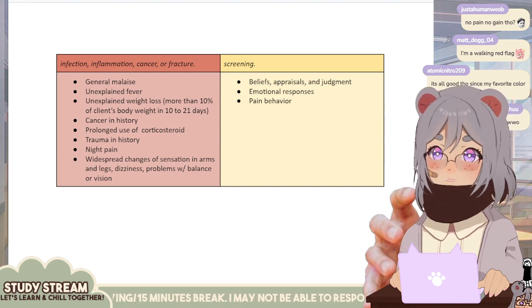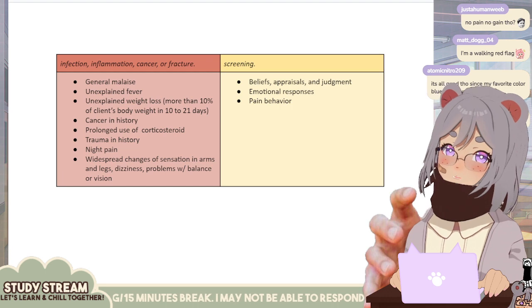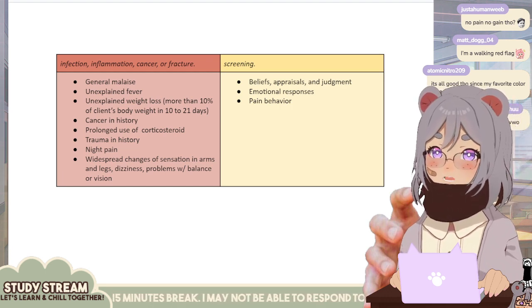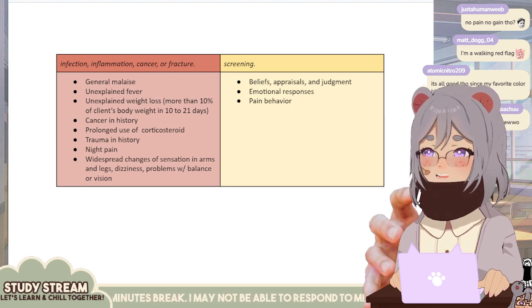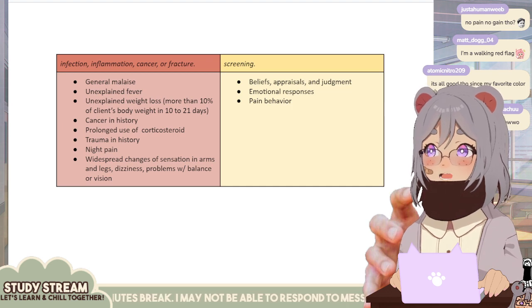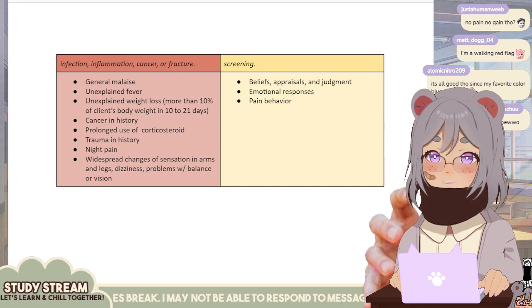Cancer in history is definitely a red flag, because there are some things you can or cannot do. Prolonged use of corticosteroids, so some types of medications. Trauma in history, and we're not talking about the emotional scars of your red flag relationship. We're talking about trauma in the sense of, did you hurt yourself in a fall or a motor vehicle accident?